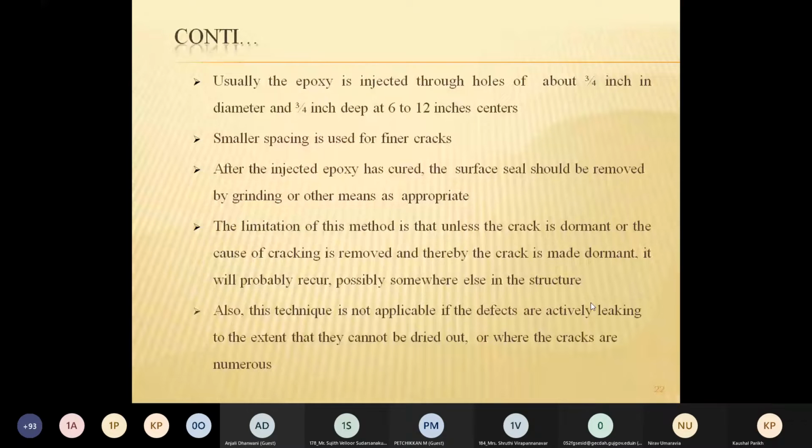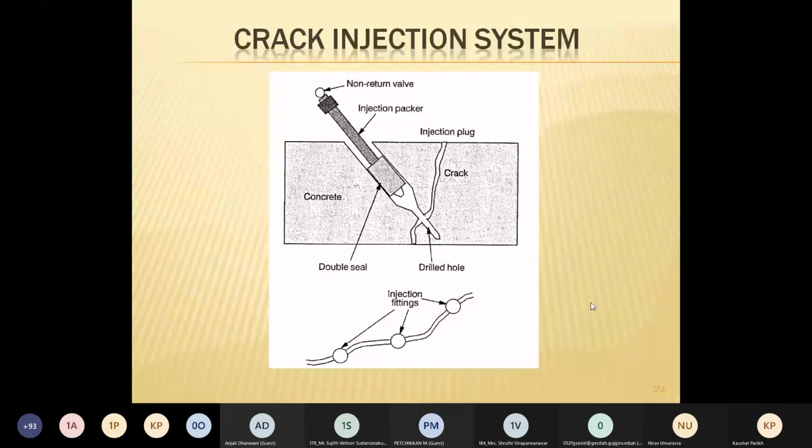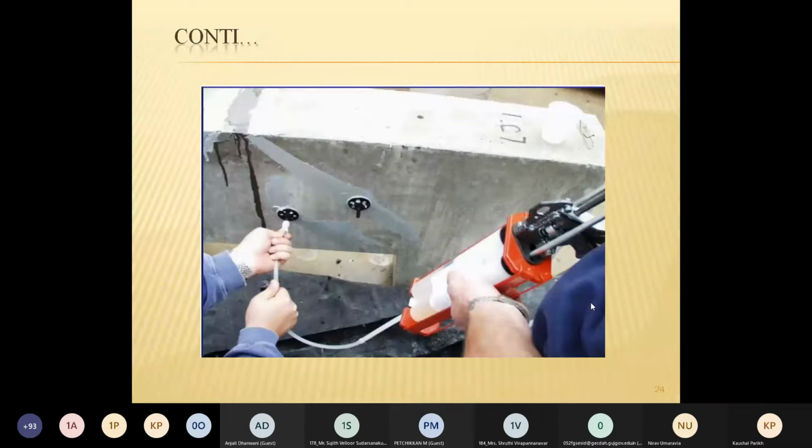See the images. As we have seen in the videos, it will be clear to all of you. There are certain other images which show the failing of the epoxy by using the injection.